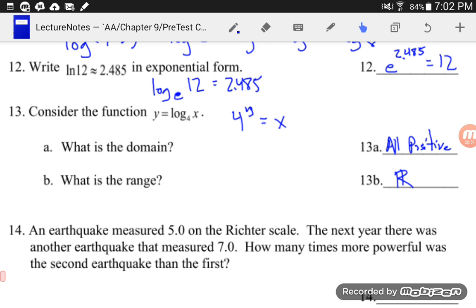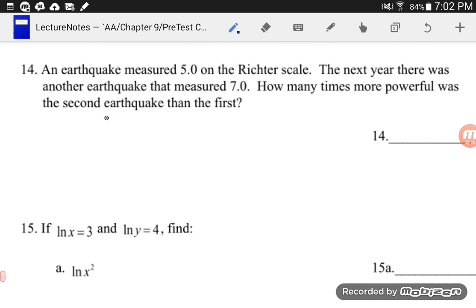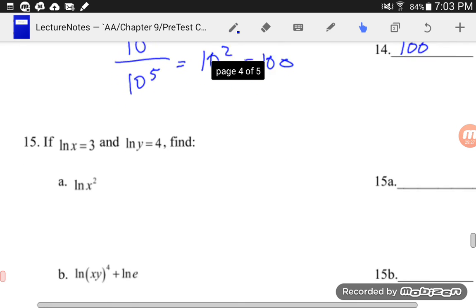I went too far back. There we go. The Richter scale is a logarithmic scale, so what it really is saying is that one earthquake is like 10 to the 7th power, and the other earthquake was 10 to the 5th power, so what we're left with is 10 squared, which equals 100. So if it's 2 points higher on the Richter scale, it means it was 100 times more powerful than the first.